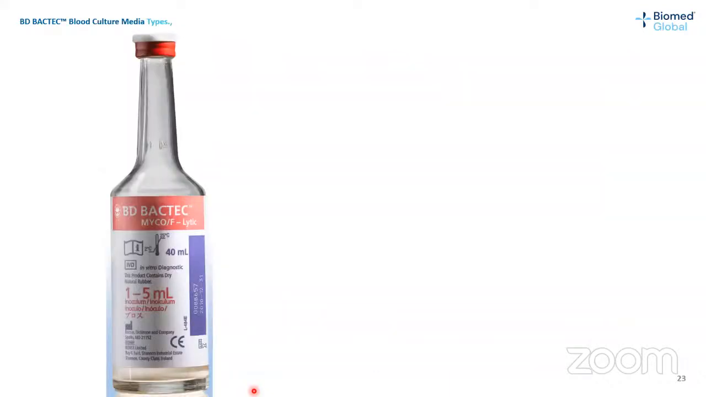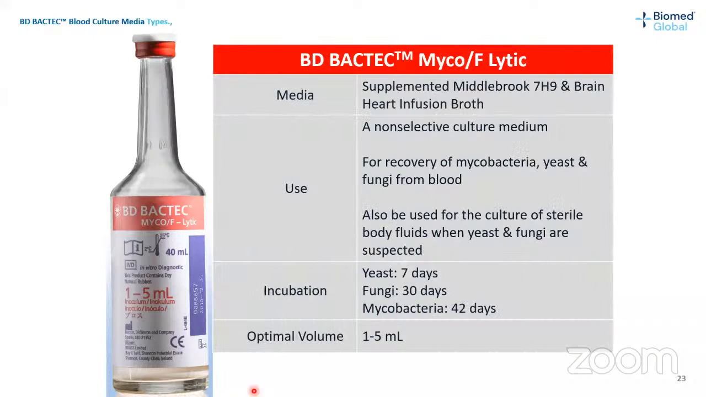All right, so the last bottle I have here is the mycoathletic bottle. Okay, so this bottle is for the recovery of mycobacteria, yeast, and fungi from the blood. Okay, so they all have slightly different incubation periods, as you can see here. For yeast, it's 7 days, fungi 30 days, and mycobacteria 42 days. Okay, it also depends on the lab as well as the hospital as to how long they usually incubate for these different organisms. Okay, but the numbers I have here is as per our product insert. It's 1 to 5 mils.